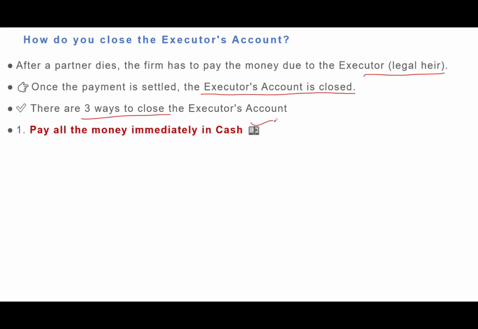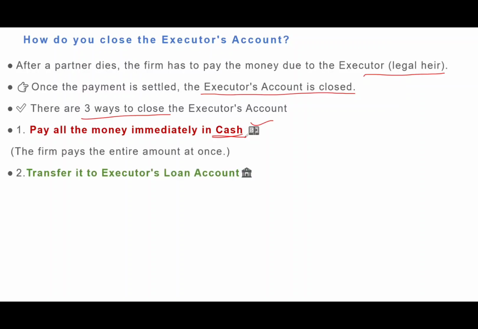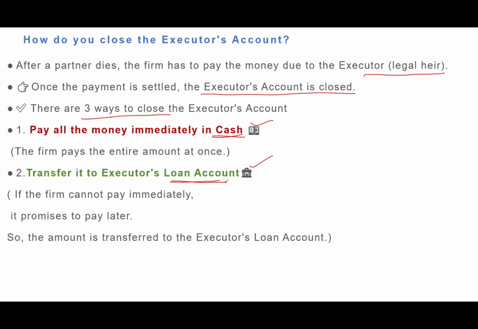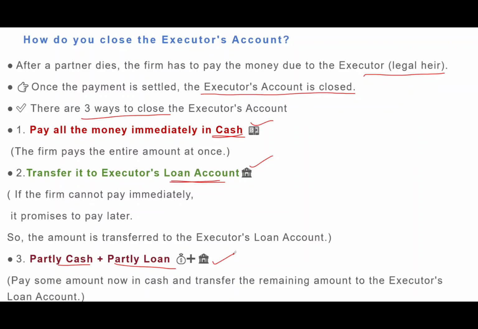First, pay all the money immediately in cash. The amount of settlement is paid, entire amount at once is paid to the executor. And second method is to transfer the amount of settlement to the executor's account if the firm is not able to pay it immediately. So the amount is transferred to the executor's loan account. The third way of closing the executor's account is partly by cash and partly by loan. So some amount can be paid in cash and some amount can be transferred to executor's loan account.